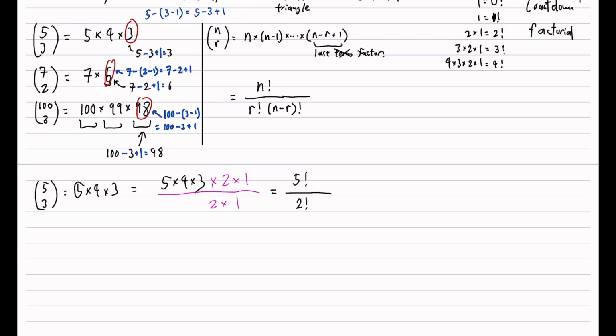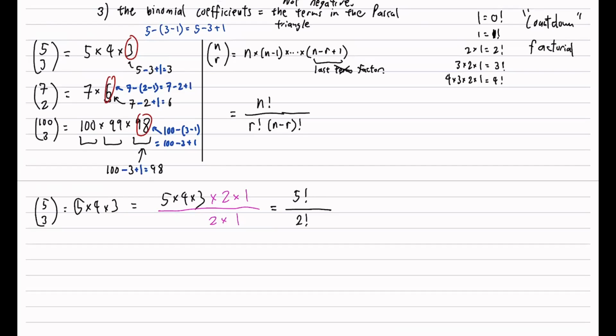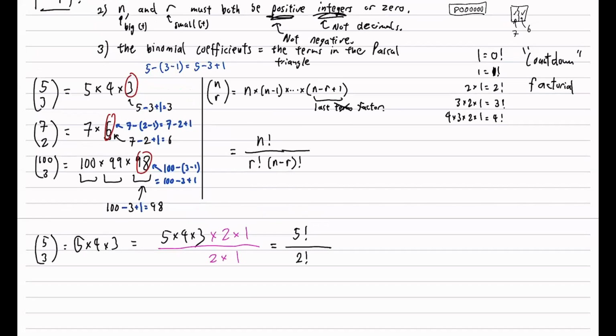But is there something wrong with this formula? Yes, there is. I think I gave you wrong information. 5 choose 3. Let's just double check with a calculator what's 5 choose 3. Sorry. I realized I made a huge mistake here. I forgot to divide by r factorial.